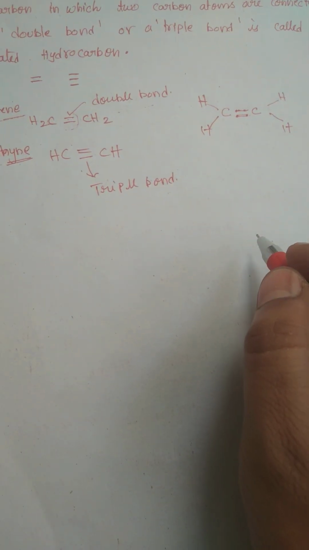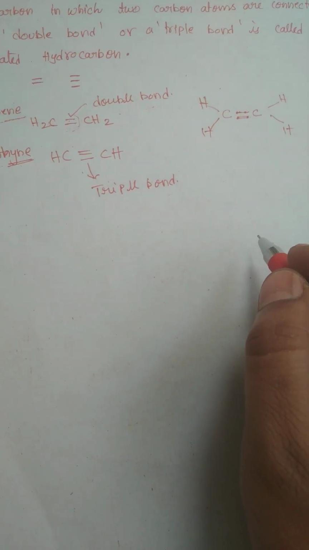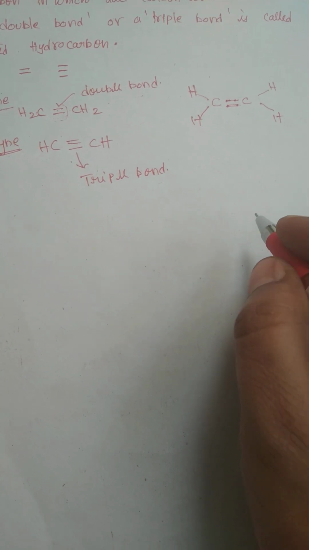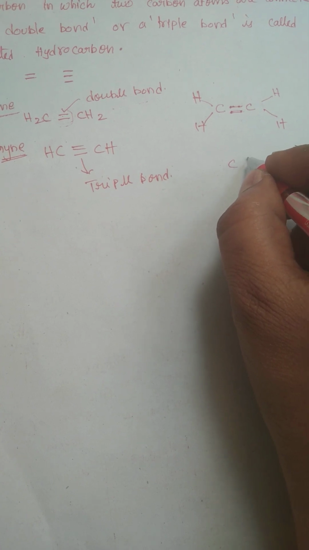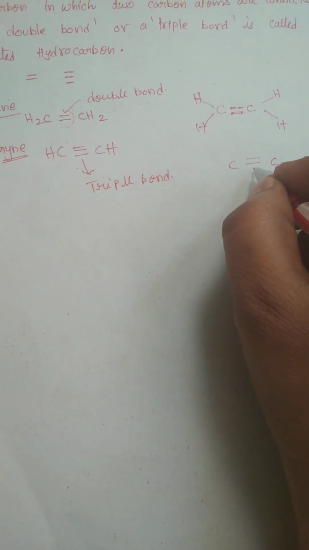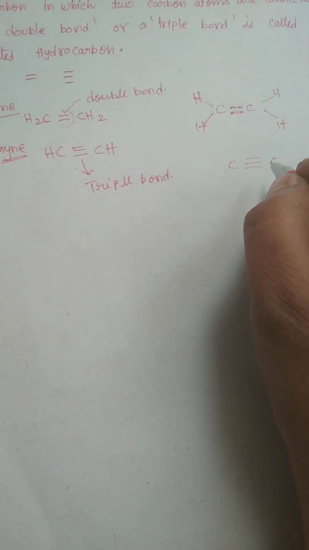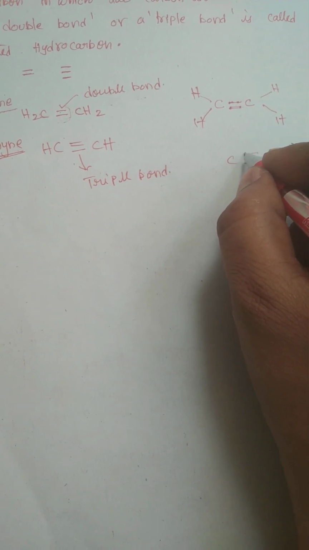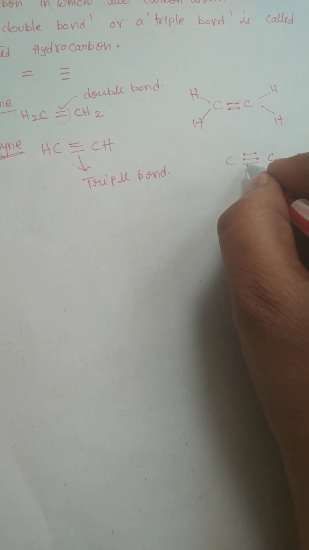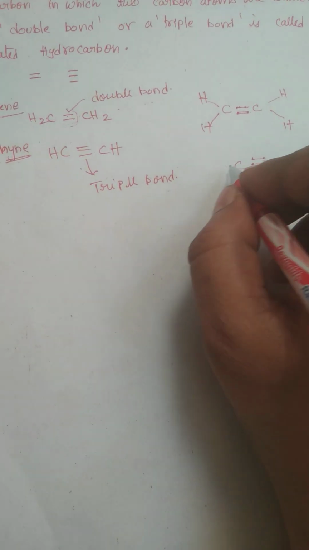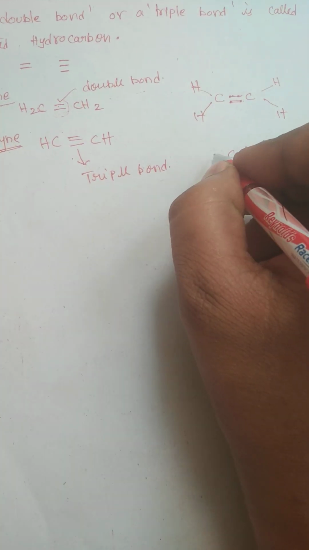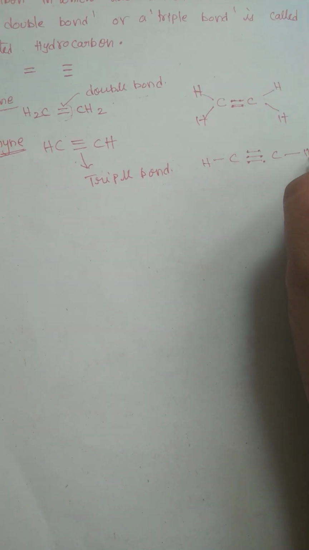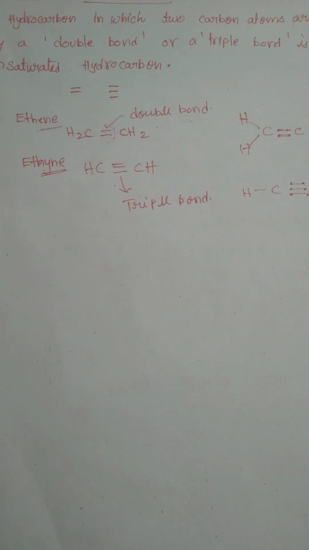Now coming to the triple bond. A triple bond is formed by sharing 3 electron pairs between two carbon atoms. This is 1, 2, 3. Sharing of 3 electron pairs: this is one pair, this is the second pair, this is the third pair between two carbon atoms. Here we have one hydrogen and here we have one hydrogen. This is the structural formula of ethyne.